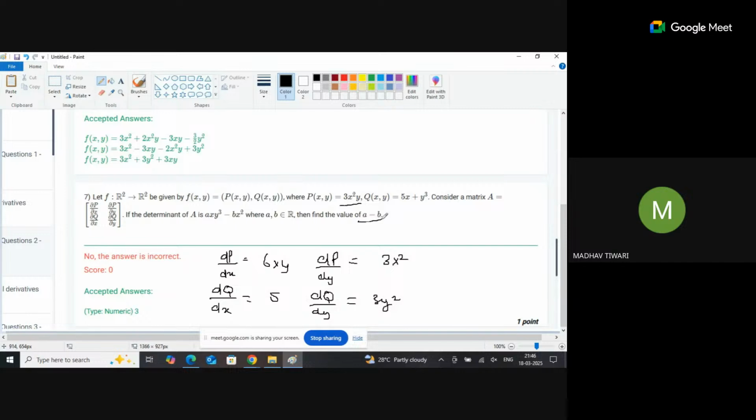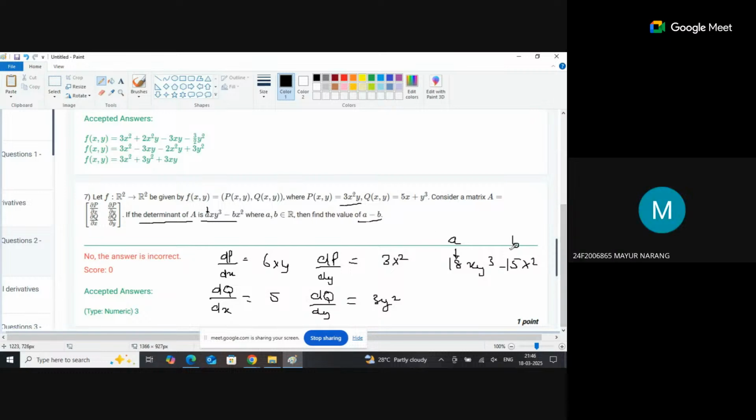It is saying a minus b, I need to tell. So what is a? The determinant of A is this. If I find the determinant of this, it will be these two multiplied: 18xy cube minus 5 threes are 15x square. So it is in this form: xy cube times a, so a is 18, minus bx square.